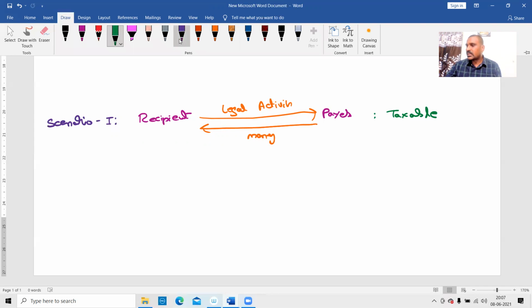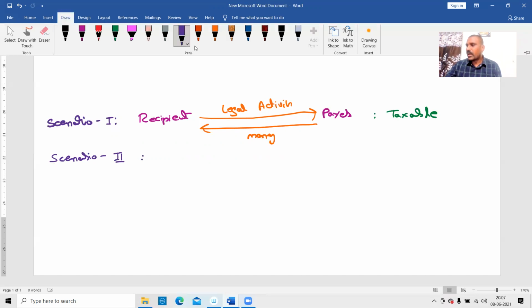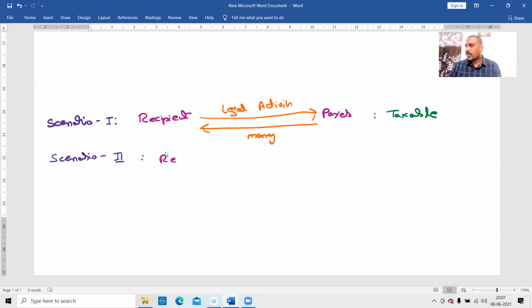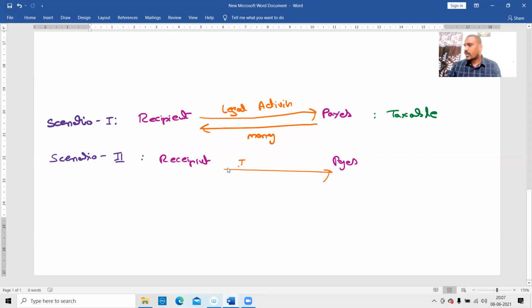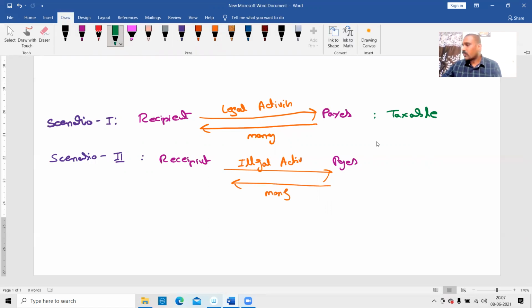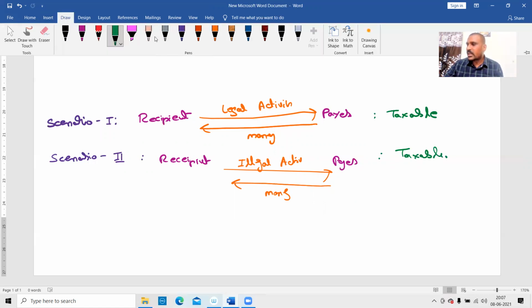Okay, next, scenario 2. So recipient has done, and payer. I have done illegal activities and I got money. Is it taxable? Yes, it is taxable. Okay, it is taxable.